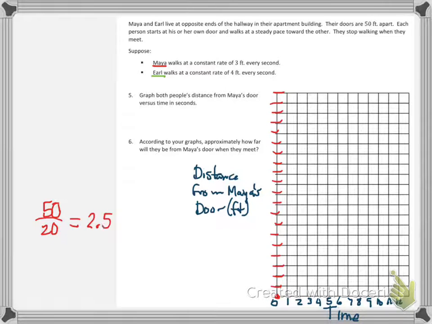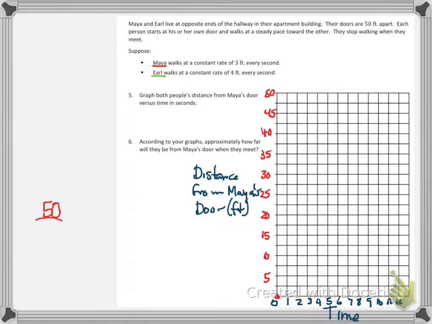2.5. So every line is worth 2.5. Yeah, that's fine. I can do that. So let's get rid of these. And every line is worth 2.5. That means every other line is worth 5. 5, 10, 15, 20, 25, 30, 35, 40, 45, 50. All right, so there we go.